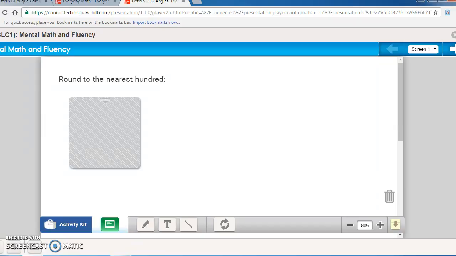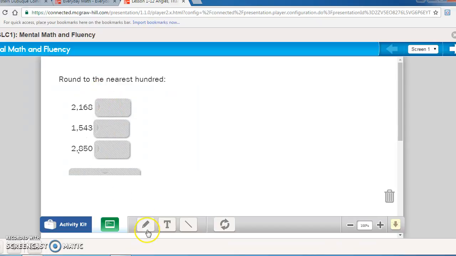But let's start off with mental math and fluency. So we're going to round to the nearest 100. First thing we should do, always, is underline the value that we're rounding to. So we underline the hundreds place. The number to the right of it tells me what to do with the number I underlined.